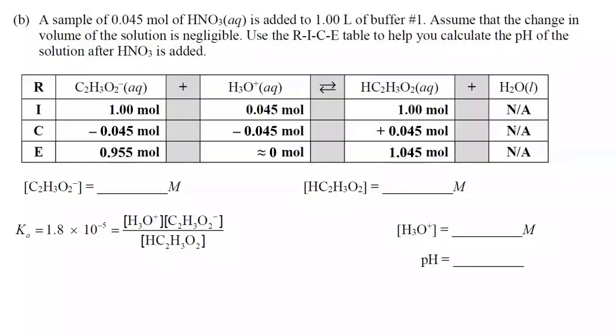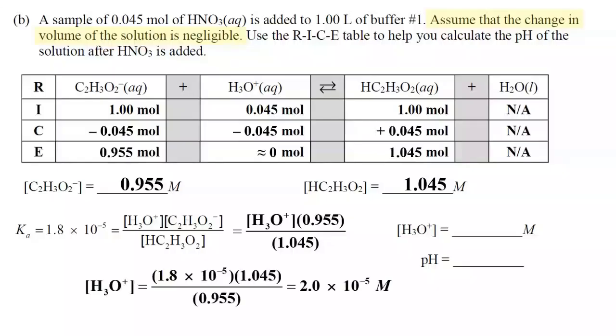So the concentration of acetate is going to be 0.955. The concentration of acetic acid is going to be 1.045. Those numbers will now be plugged into the Ka expression. So I have the concentration of hydronium, which I don't know, times 0.955 divided by 1.045. Now let's solve for the concentration of the hydronium ion, and that works out to be 1.8 times 10 to the negative 5 times 1.045 divided by 0.955.